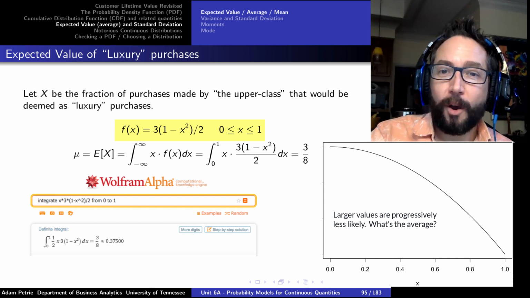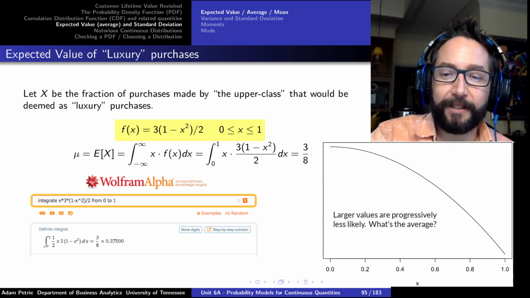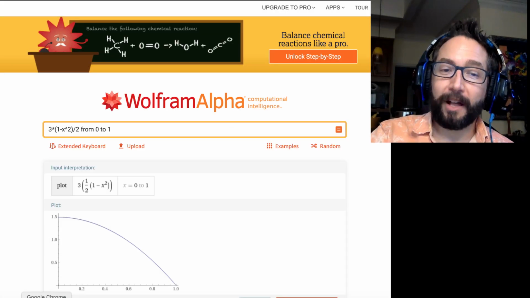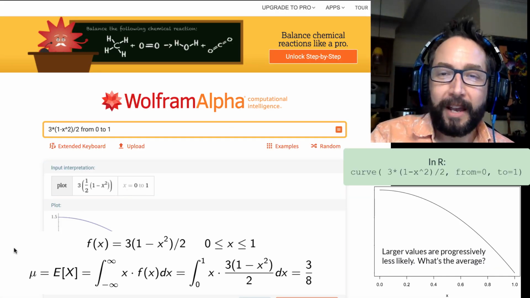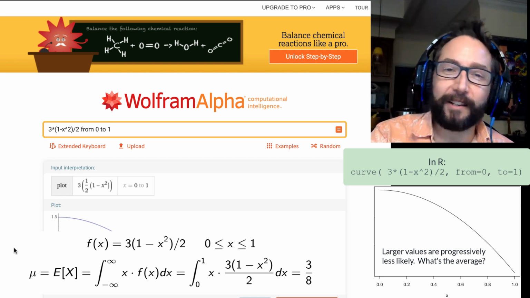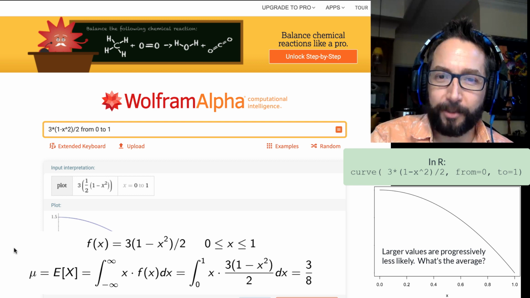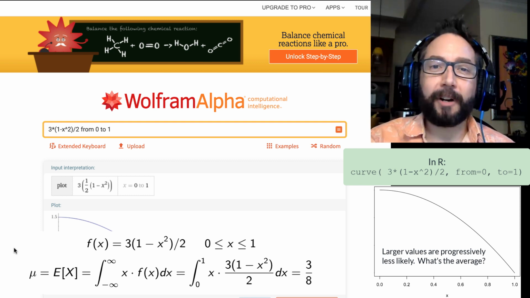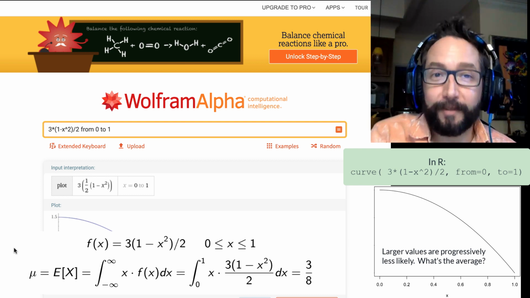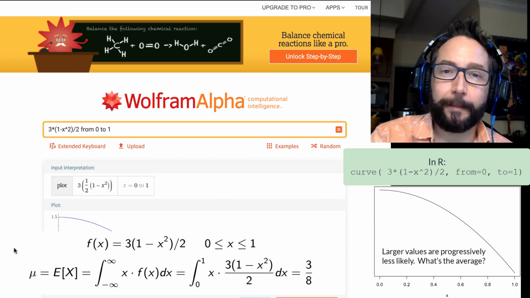And so if we're going to use as our probability model the function 3 times 1 minus x squared divided by 2, well, having that formula for the PDF is fantastic because we can make a plot of it, like in Wolfram Alpha, that lets us see the shape. So the most likely values are values that are relatively close to 0. It tapers off pretty quickly, going up to 100%. But maybe we'd like to summarize this distribution with a typical value. What on average do we see?